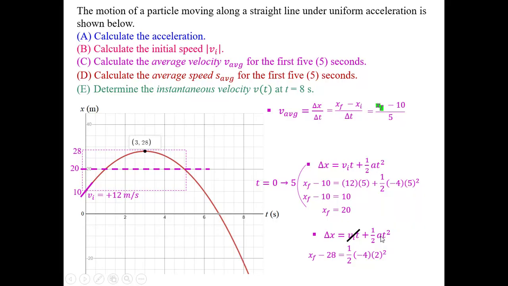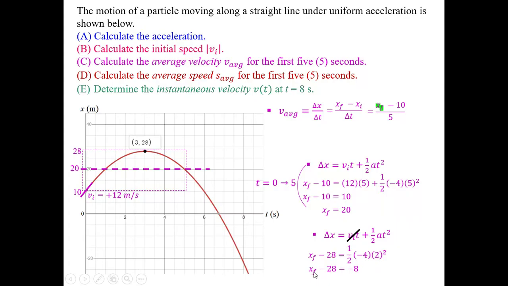All right. So a here is negative 4. t here is just 2 because I'm starting at 3 and I'm going to 5. So 3 to 5 is a difference of 2 seconds. So if you clean this up on the right side, what is this? 2 squared is 4. 4 times 4 is 16. 16 times a half is 8, and it's negative because there's a negative sign there.